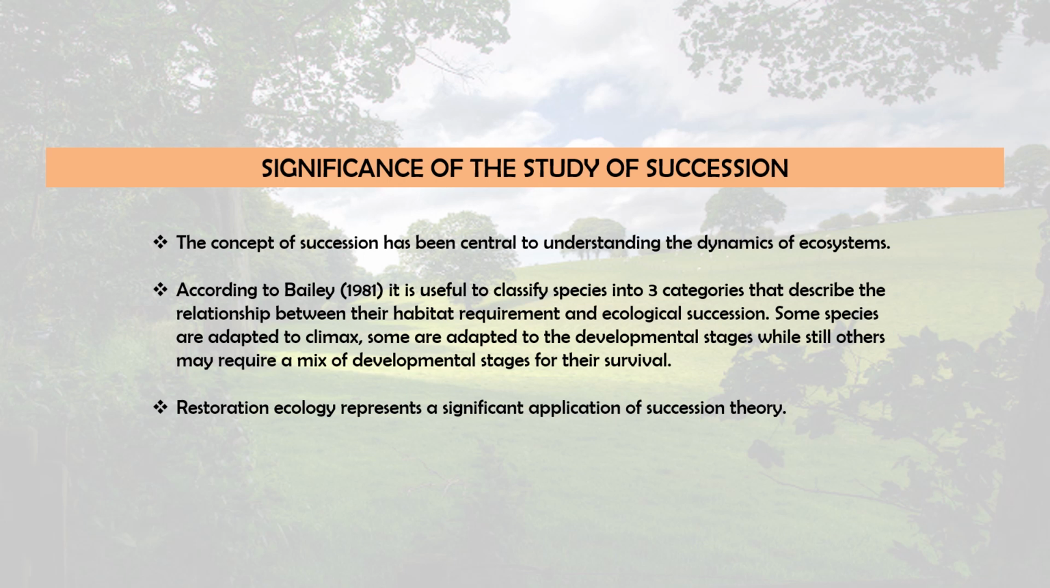and a scientist named Bailey classified species into three categories that describe the relationship between their habitat requirement and the ecological succession. Like some species are adapted to climax, some are adapted to the developmental stages, while others may require a mix of developmental stages for their survival. So, a proper understanding of the process of succession is required for proper conservation and management of wildlife, which has also helped in some cases to save some animals from extinction.